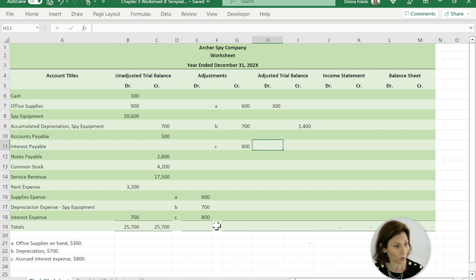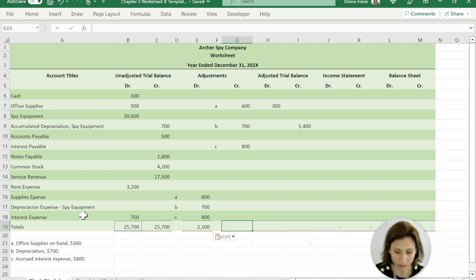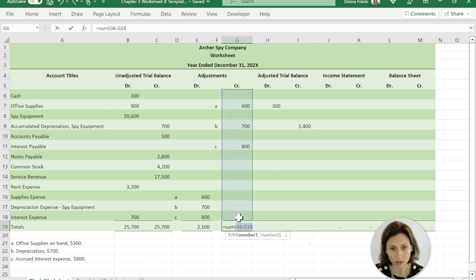All right, perfect. We recorded our adjusting entries. We can check to make sure they equal. I think I already have a formula in here, so I'm just going to copy over my formula. You could have done the sum as well, equal sum and drag it, or do the quick sum key, whatever you learn in your class. So there we go. Debits equal credits.